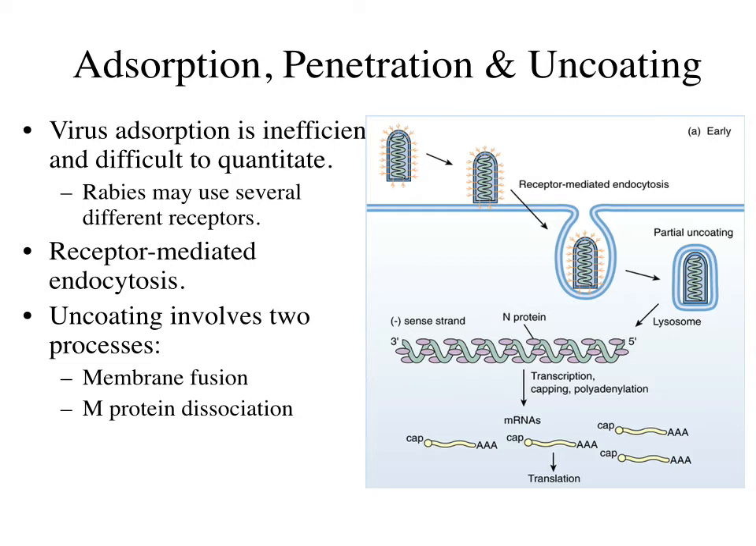Following fusion of the virus envelope with endosome membranes, which releases the internal virion components into the cytoplasm of the host cell, the viral M protein dissociates from the nucleocapsid. This step is necessary for viral RNA synthesis to occur because M protein inhibits viral transcription.